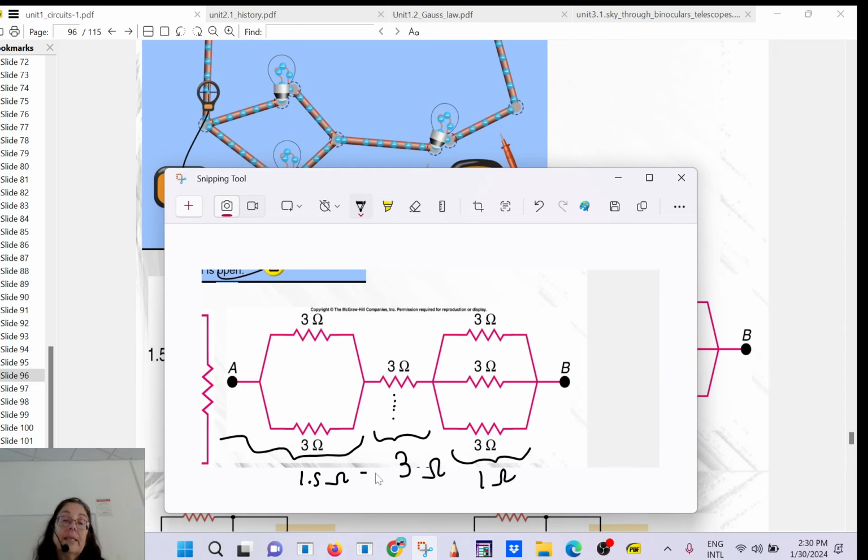And they are all in series. So that's going to be 5.5. So 1.5 plus 3, 4.5, 5.5 ohms. Okay.